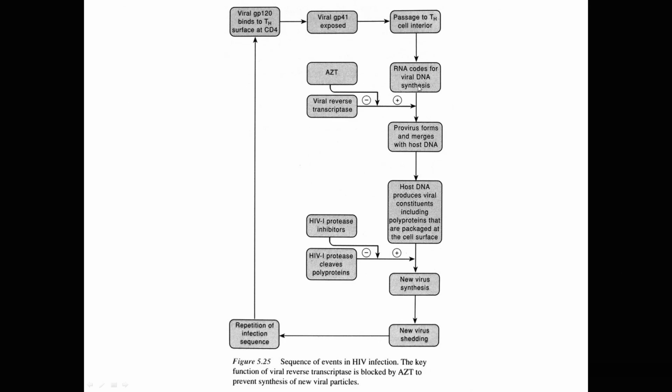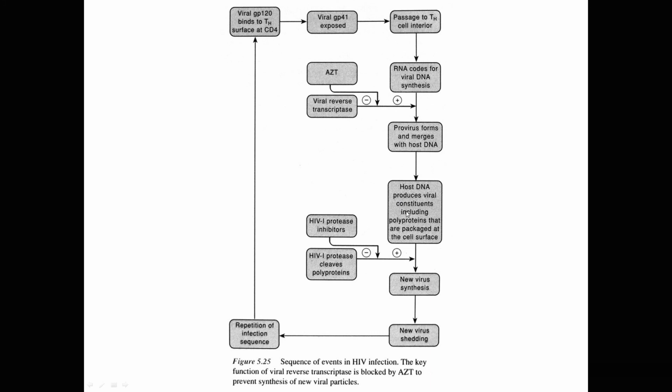Thus, the virus RNA will code for viral DNA synthesis and start the formation of provirus, merging with host DNA. This is mediated by the viral reverse transcriptase, and it can be blocked by a medicine known as azidothymidine, AZT. Azidothymidine is used now to treat, with more or less success, AIDS. Provirus forms and merges within host DNA.